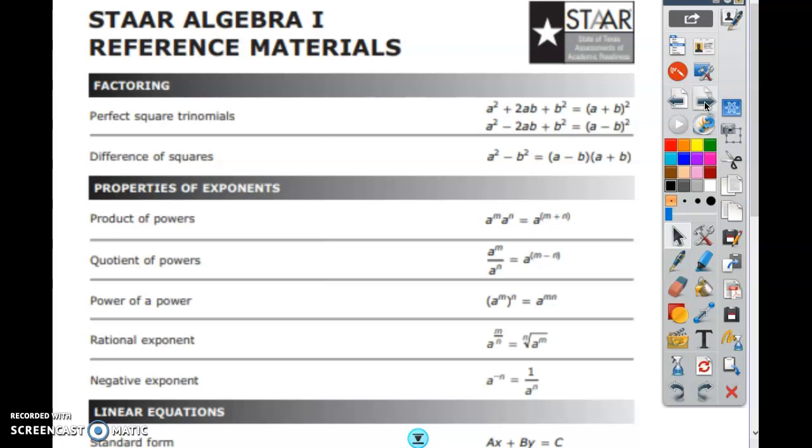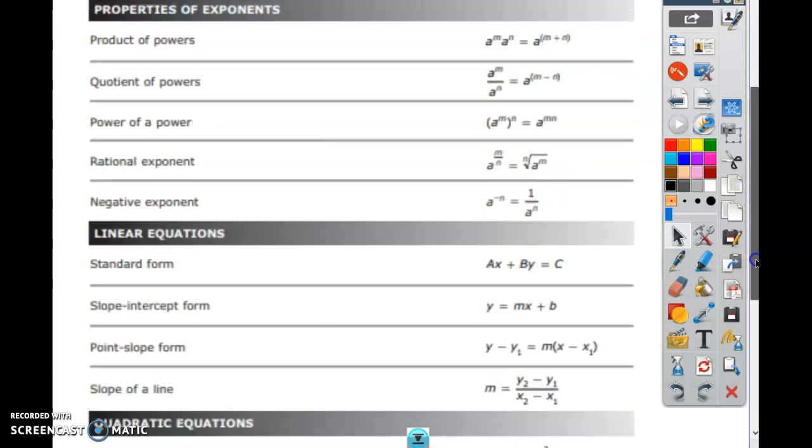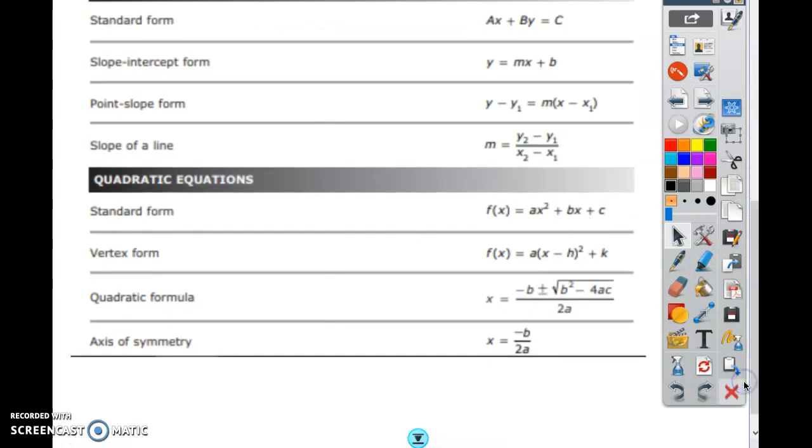So the one that we're going to do today is the quadratic formula. So let's look for quadratic formula. That's what we're going to do today. And what does the quadratic formula do? It finds solutions. This gives you the solutions.